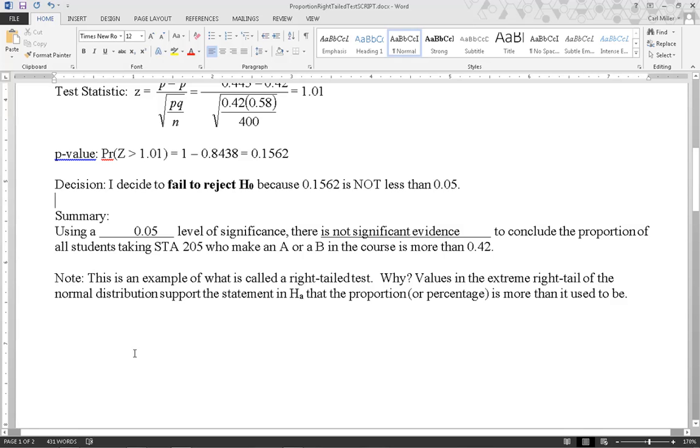Note this is an example of what is called a right-tailed test. Why? Values in the extreme right tail of the normal distribution, large numbered z-scores that are positive, even bigger than 1.01, like 2.0, 2.5, 3.0, 3.5, okay, those support HA.